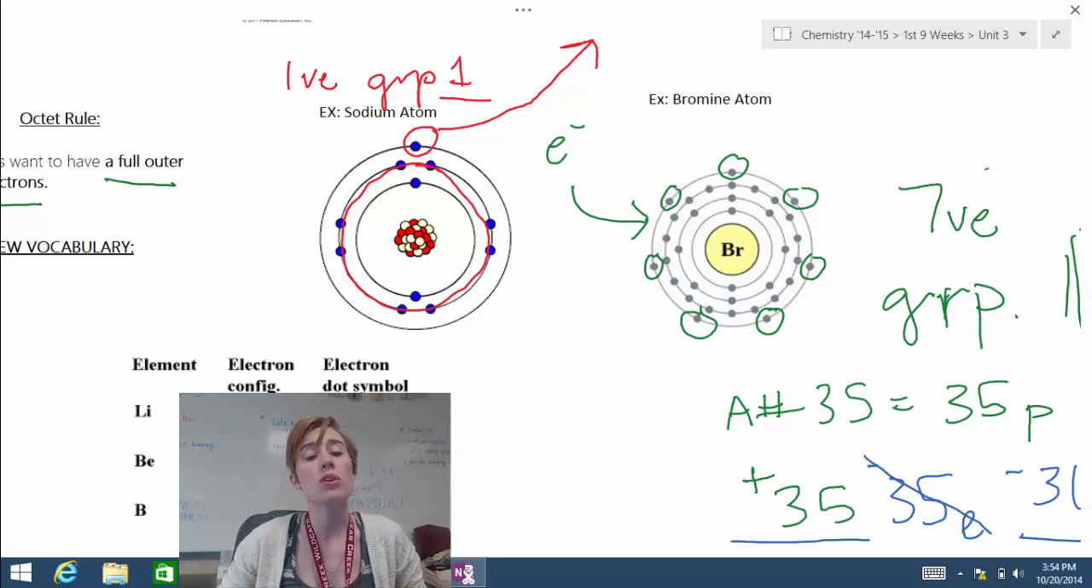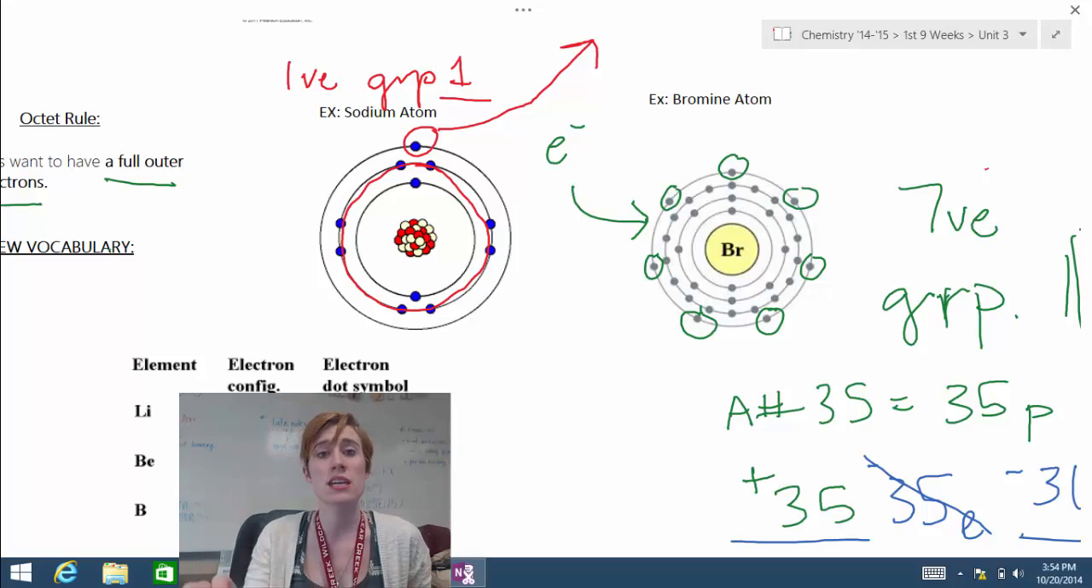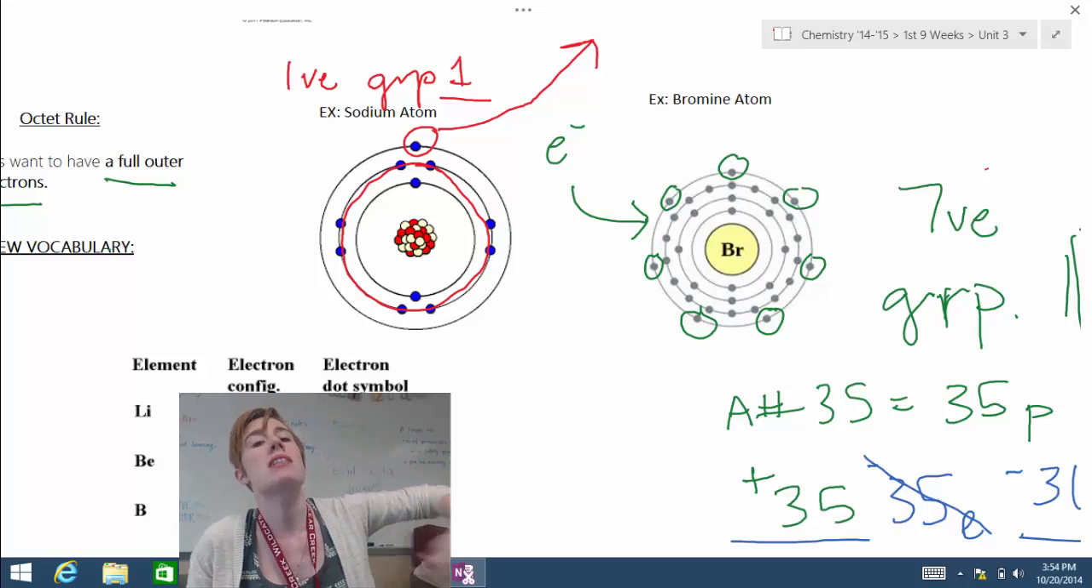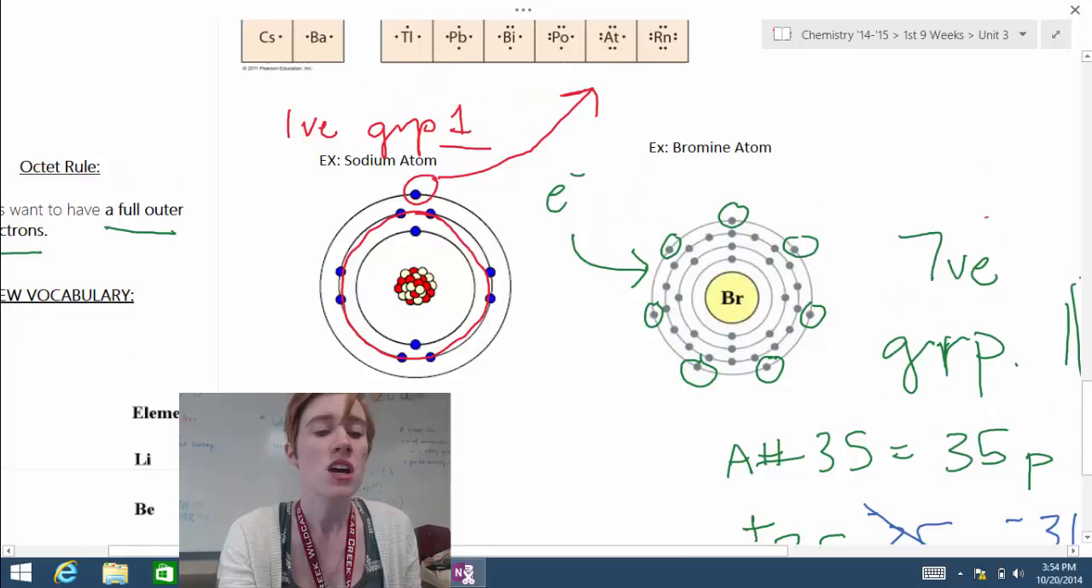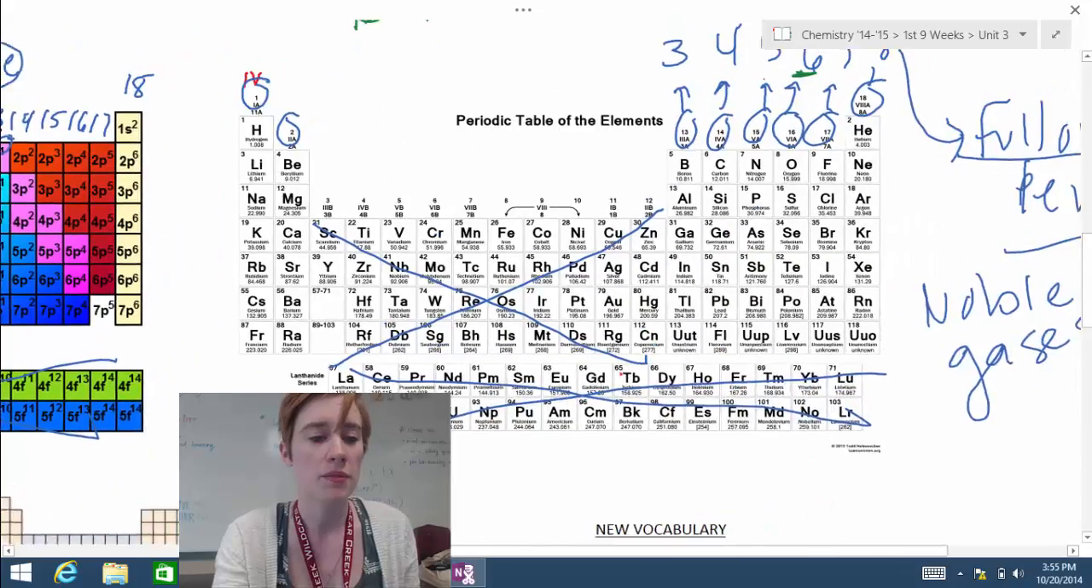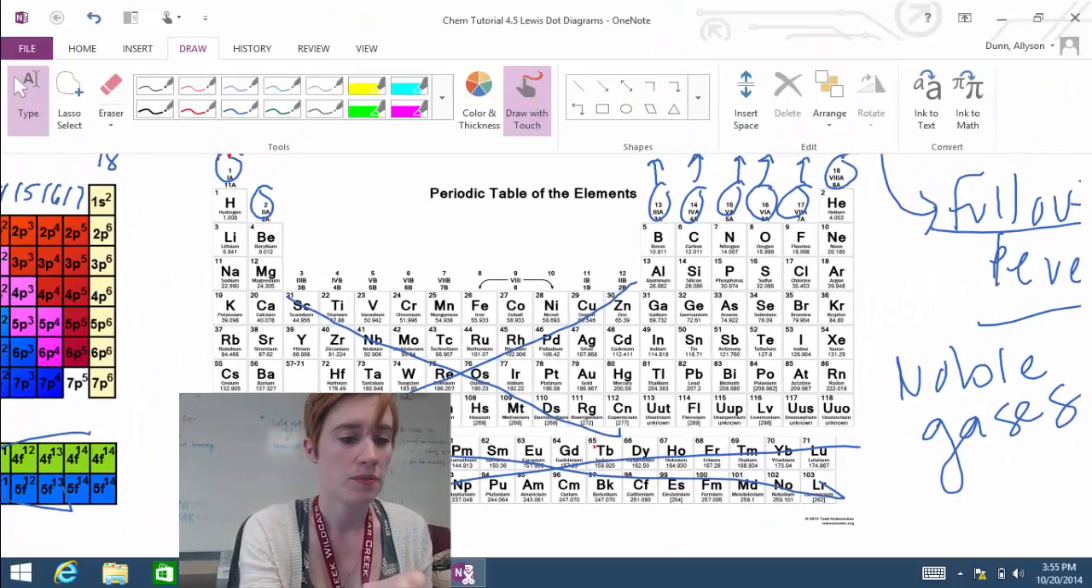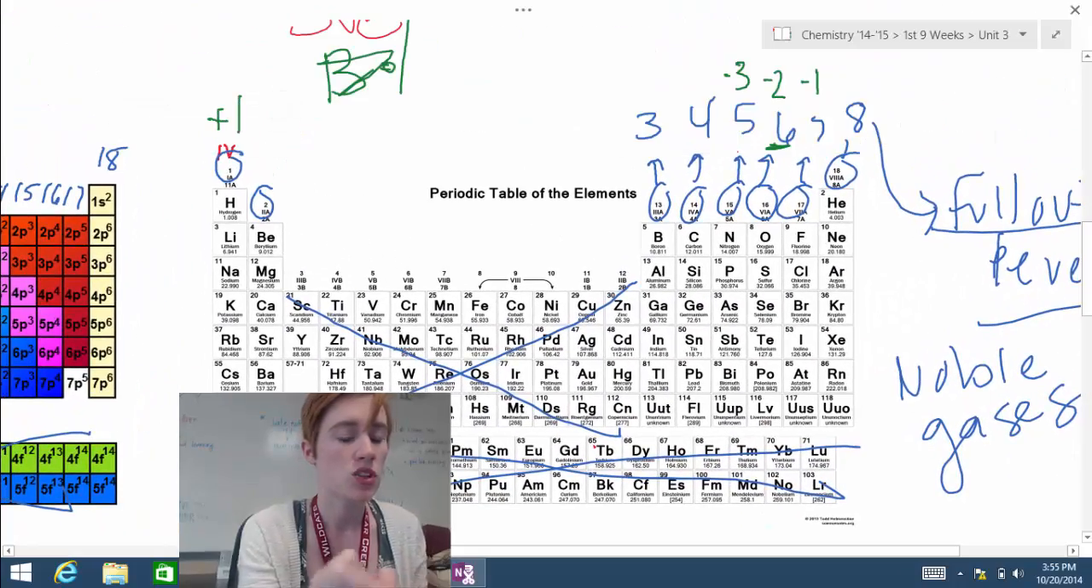It's filled. So the rule is if you're close to getting 8, let's steal to get 8. Or if you're closer to 0, let's just give up what we have so that underneath we have a full shell. So anything in group 1 is going to have a +1 charge.